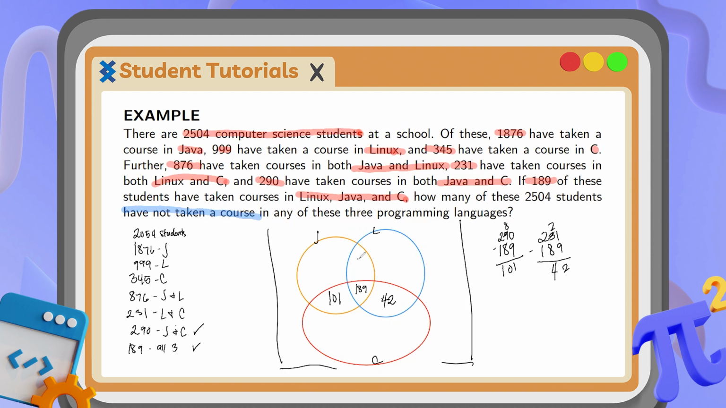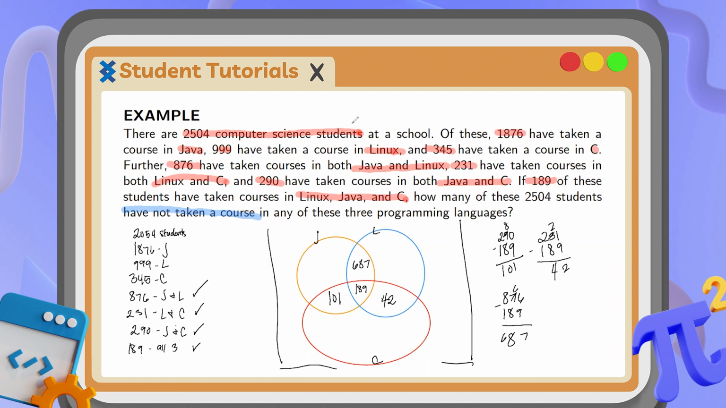And then lastly, for this part, those that took Java and Linux but not C would contain the following. Subtract 189 from 876. So 876 minus 189 would result in 687. So we would have 687 students that took Java and Linux but not C.